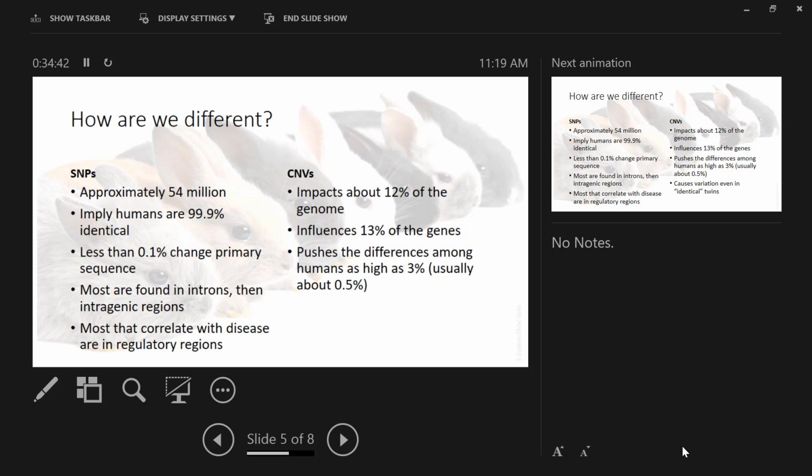Now, for most individuals, we're about 0.5% different. So for most humans, we are 99.5% identical at the level of the genome.